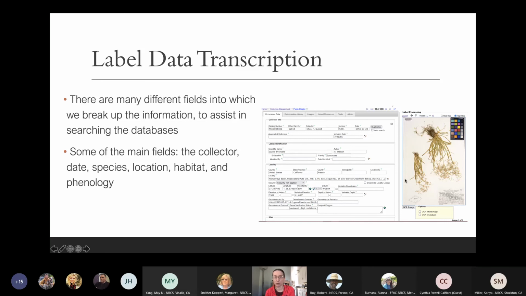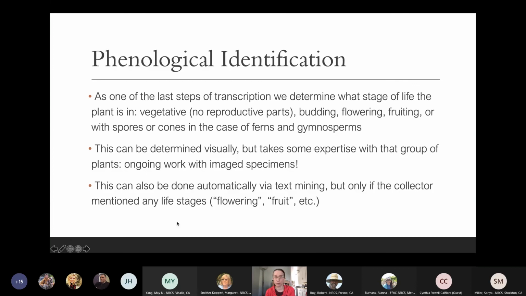And phenology, sometimes we can do different things with it. As part of the grant, we're still working on this last step of transcription where we determine what stage of life the plant is in, and we can put this in different categories. You can say it's vegetative, doesn't have any reproductive parts. It's starting to get buds. It actually has open flowers. How many flowers does it have? Fruiting, if it has started to set fruit, or if it's a fern or gymnosperm, you have to record spores or cones. You can do this visually, but it takes some expertise.